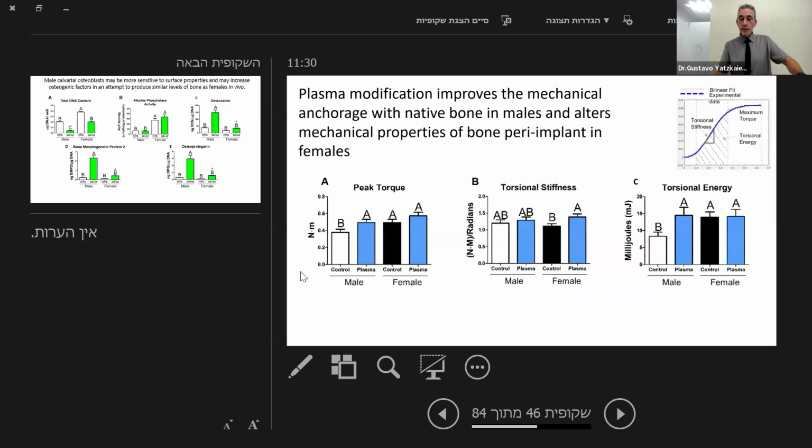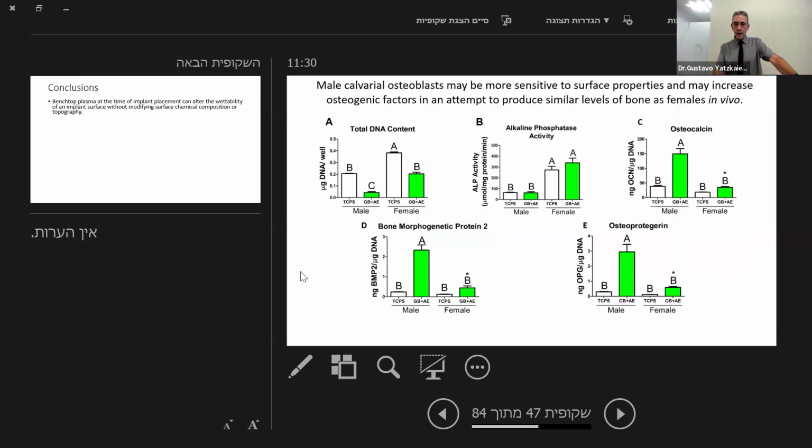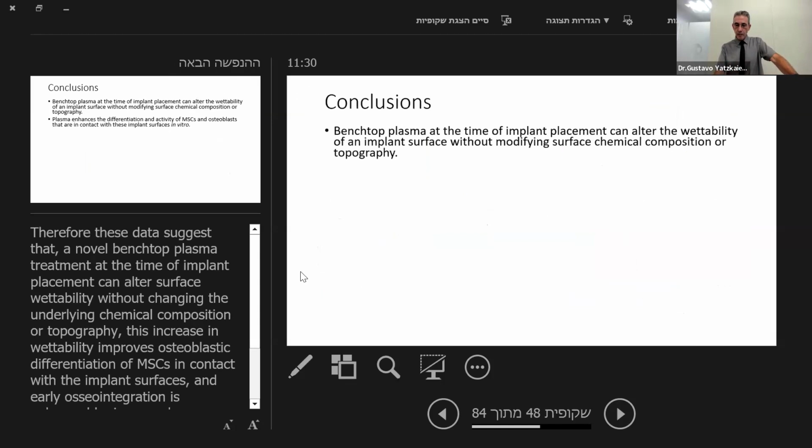But in females, we saw an increase in torsional stiffness, meaning mechanical properties were better in females than in males. Chemically, we can see, as we saw before, that the cellular content decreased, and the alkaline phosphatase increased, also the osteocalcin; the BMP is more intense in males than in females.